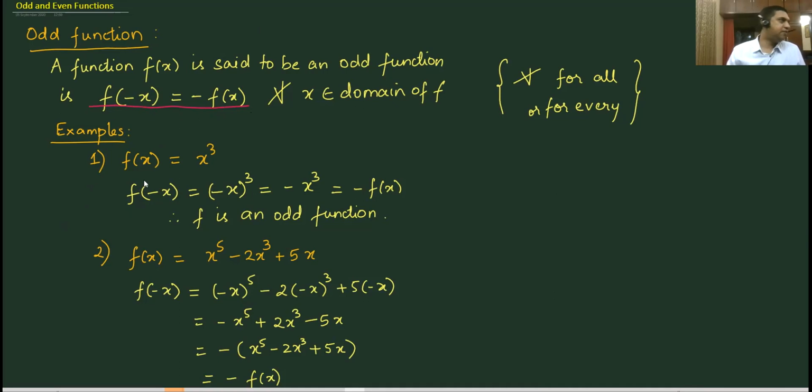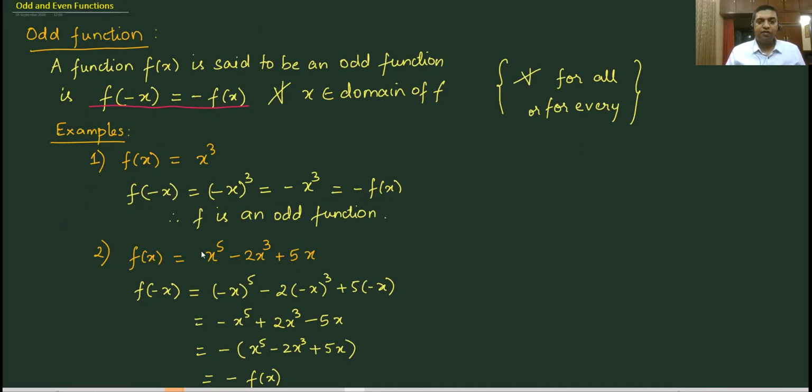Examples of odd functions are f of x equal to x cube or any odd powers of x. So when you write f of minus x, minus x whole cube, the minus sign comes out, minus 1 whole cube will be minus 1. So you get minus of f of x. So this is an odd function.